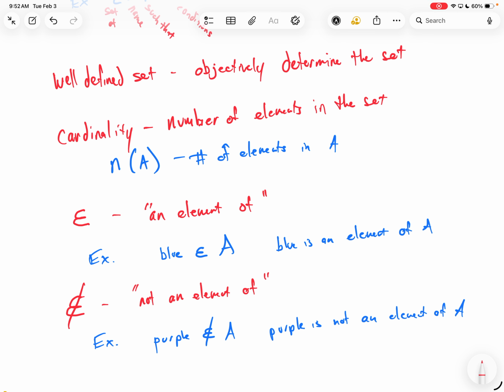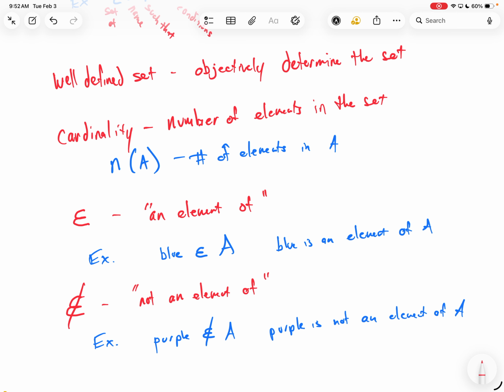Below that, you got a couple more symbols. And this weird looking E is an element of, okay? So the example makes more sense. Blue is an element of A, okay? So blue is an element of A. So I know blue is in the set of A. So I was talking about colors, my set may be blue, black, white, green. So blue is an element in there.